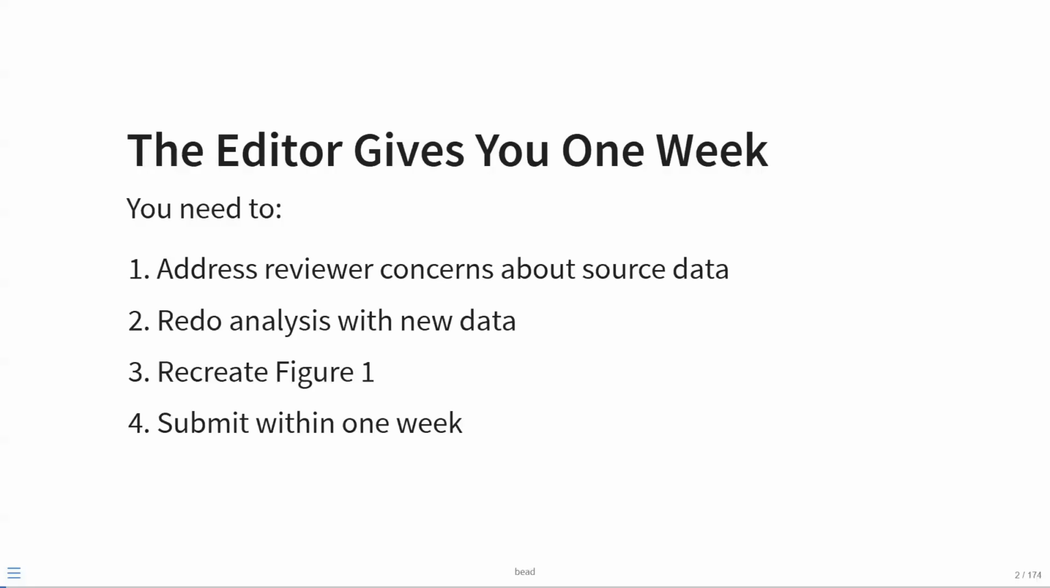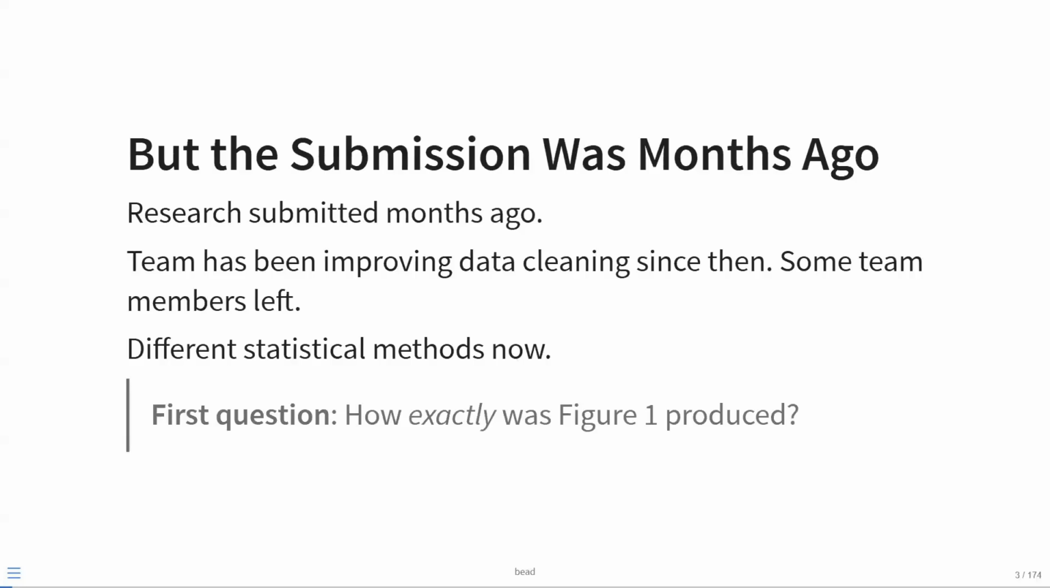And so then you start scratching your head. This is great news, but I submitted this research months ago. If you're an economist, it could have been a year ago, and particularly slow. And so you might be wondering, who exactly did that data cleaning part in the research team? They might have left since then. The data format could have changed. We have updated our statistical methods because you have learned new stuff in 6 months. So the first question you come up with: I have this figure 1. How do we exactly reproduce what we submitted to the journal?